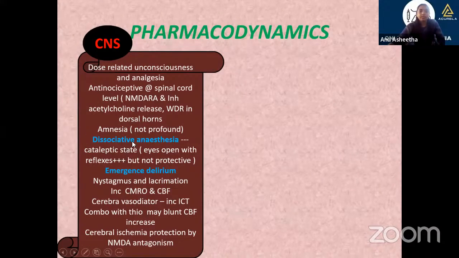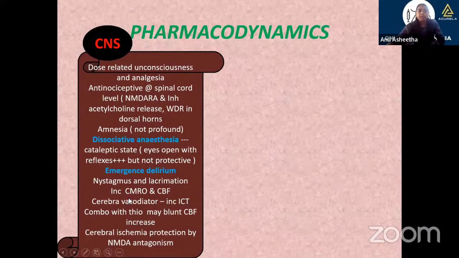Cataleptic state. Dissociative anesthesia means pain is felt as some other pleasant sensation. The cataleptic state is also seen in ketamine. Eyes will be open, reflexes will be preserved, but these reflexes do not protect. That is the main reason for emergence delirium. In emergence delirium after ketamine infusion, nystagmus and lacrimation are increased. Nystagmus is lateral, vertical and horizontal movements of the eyes.